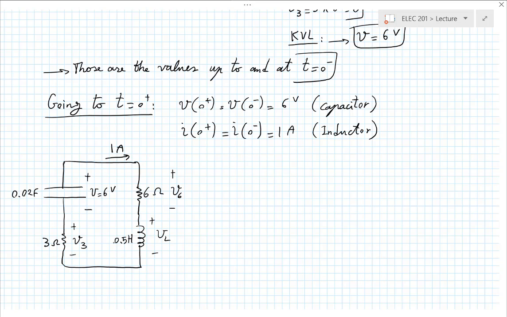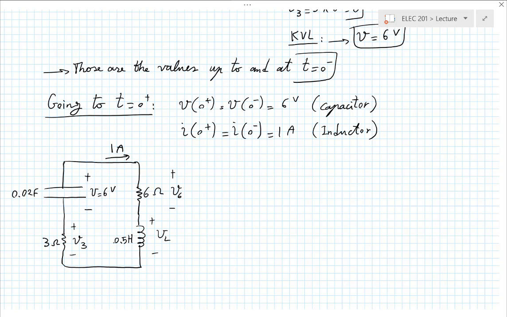So that's correct. VL is always L dI by dt, but I don't know the dI by dt at that moment. I know only I. So it won't help me. It's a correct statement, but it won't help me. KVL. Look to the circuit for help. Because I know I can get the voltage across the 2 resistors. And I also know the voltage of the capacitor at that moment. So I'll use KVL. So at t equals 0 plus again.